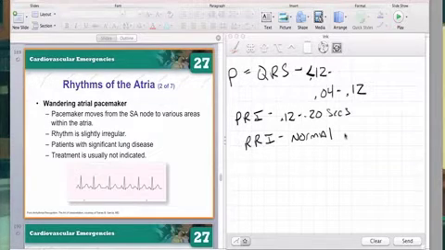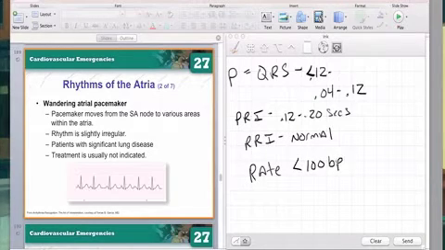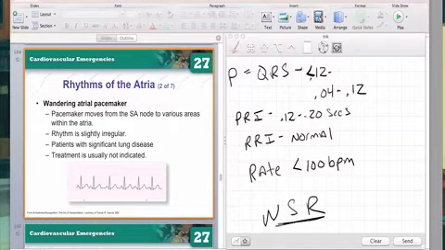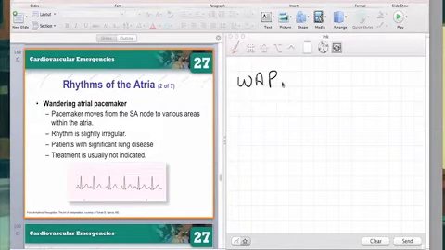meaning that the distance between each R wave walks out. Your P to P intervals have to walk out, and your rate has to be below 100 beats per minute. You have all that, right? You have your normal sinus rhythm. Important. So when we look at this one, this is our first arrhythmia of the atrium, called wandering atrial pacemaker. And you can kind of put two and two together and see what's actually happening with this rhythm. Wandering atrial pacemaker.